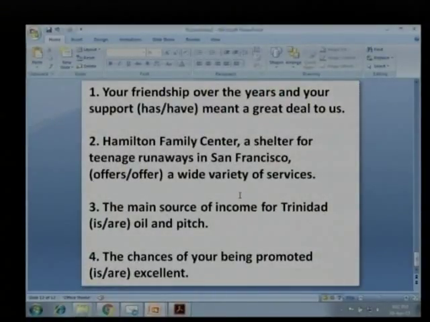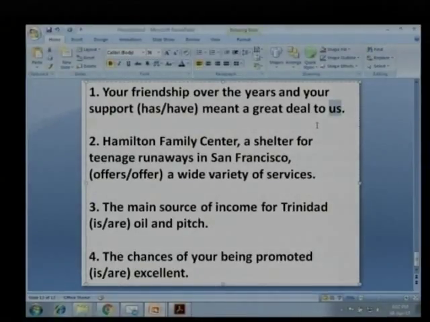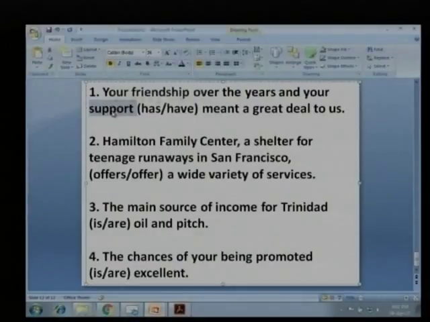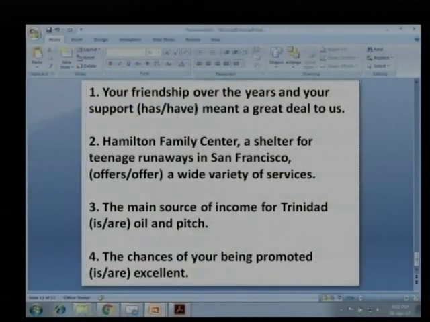Your friendship over the years and your support has meant a great deal to us, or have meant a great deal to us. Before we solve this problem, here is certain information. You may get confused that it says us, which is plural, but this is not the subject. It says your friendship over the years and your support. So friendship and support, 1 plus 1, 2. Obviously that is plural, so you will pick have.